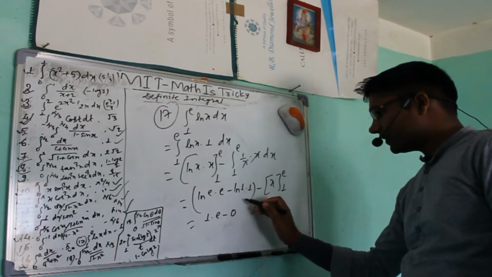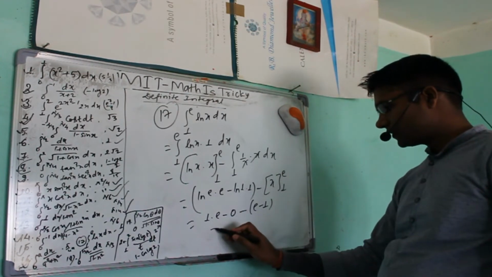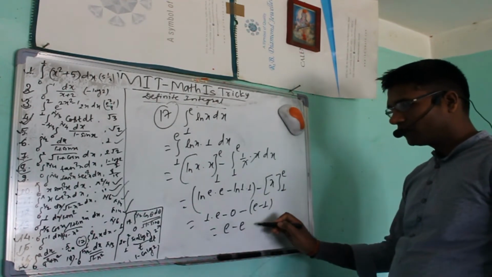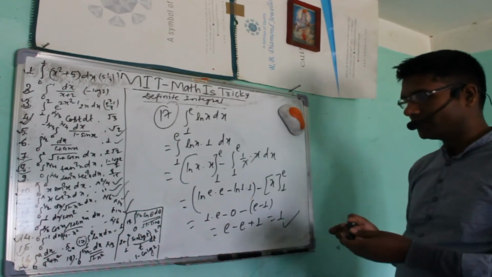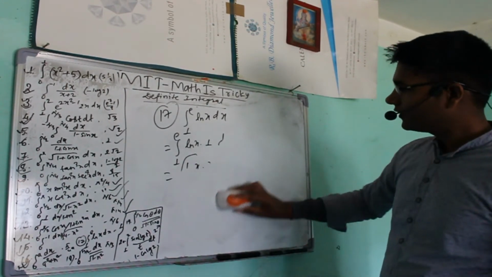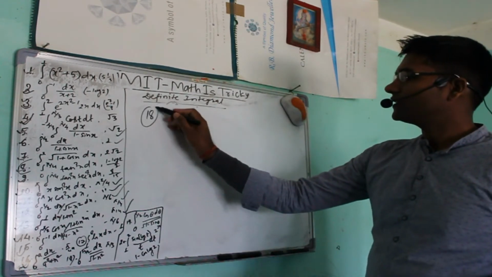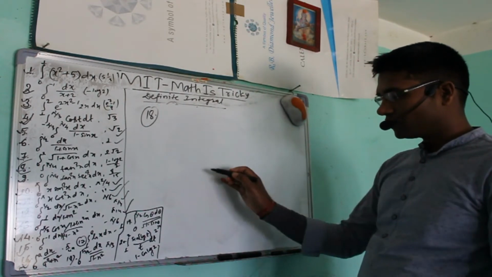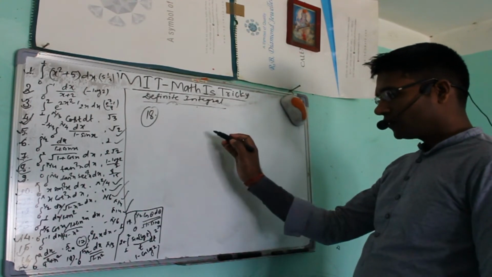Number 14 is here, and it is the integral from 0 to pi by 2 of cos x divided by 1 plus sine square x dx. Okay, so what we can do here is write it as the integral from 0 to pi by 2 of cos x by 1 plus (sine x) whole square.